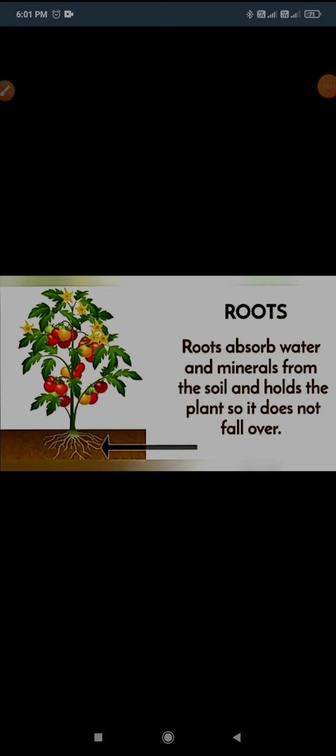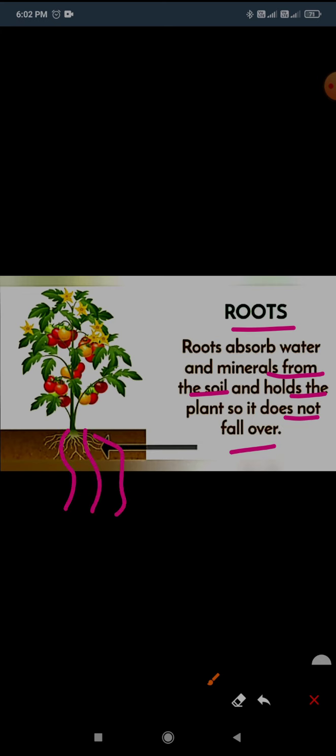Okay, the next it is root. Okay, so see how root is the important part of the plant. What is its function? Okay, so root absorbs water and minerals from the soil and holds the plant so it does not fall over. Root, what does it do? Root first holds firmly plants or trees in the soil.